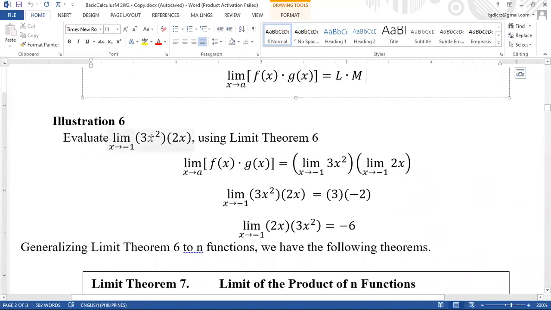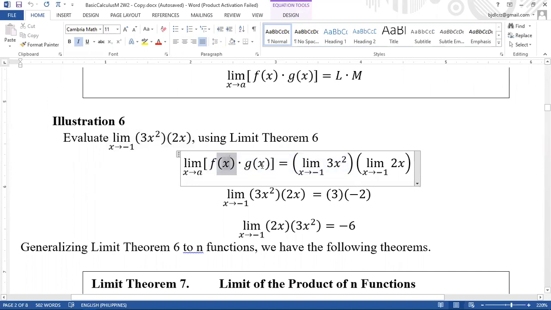For example, the limit of 3x squared times 2x as x approaches negative 1. So using the formula, f of x times g of x. So the limit of 3x squared, the first function, as x approaches negative 1, we substitute the value of x. So negative 1 raised to the power of 2 is positive 1, times 3 is 3. Next, the second function, 2x. So 2 times negative 1 is negative 2. So we multiply the two. Positive 3 times negative 2 is equal to negative 6.